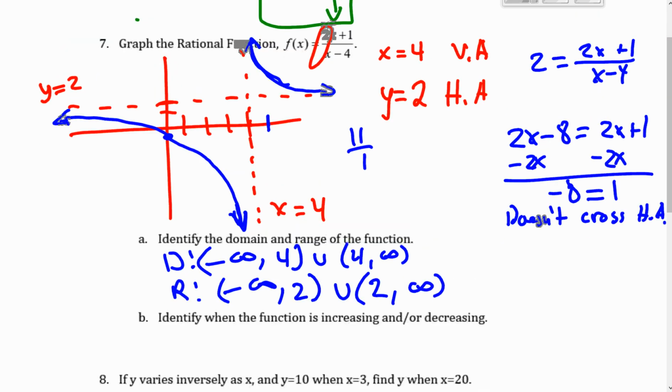Where is it increasing? So I draw from left to right. Left to right, this is going down, right? So I'm drawing it down. So I'm decreasing from negative infinity up until 4, right? And then I stop graphing at 4. So this is decreasing. And then from left to right, after 4, I'm still drawing down. So it's not increasing, it's all decreasing.